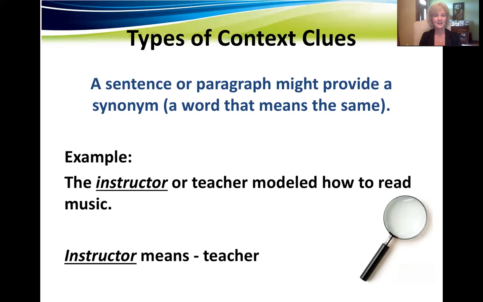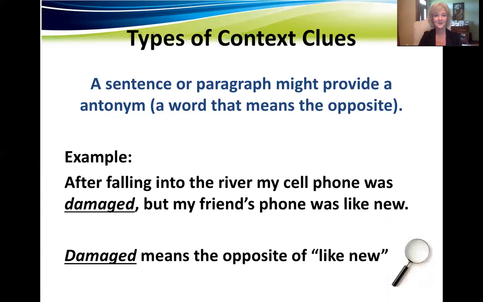Another type of context clue is that the sentence or paragraph might provide a synonym. And if you remember, a synonym is a word that means about the same. For example, the instructor or teacher modeled how to read music. Instructor means teacher because it told us instructor or teacher. So we determined instructor means teacher based on a synonym in the text.